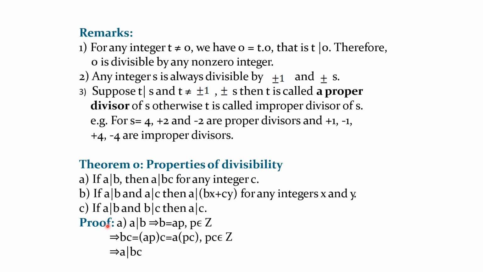Now we will prove them one by one. The first is: if A divides B, then A divides BC for any integer C. Now what is given to us? A divides B.